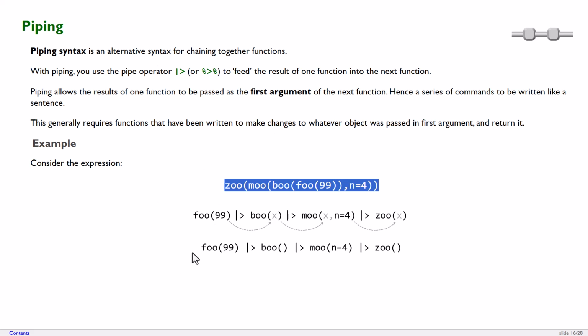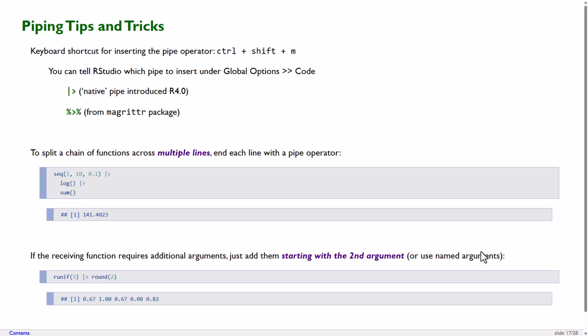This is more like a sentence, and it's fairly intuitive to read and to write. So piping syntax allows you to create these chains, which is really useful, particularly in data science, where a lot of data analysis is taking a series of functions and putting them together in some kind of sequence. So that's piping syntax. A couple of tricks around piping: the native pipe we just mentioned was introduced about 2 or 3 years ago, so most people are using that now. But there's also this older pipe operator from the magrittr package that you still see quite a bit.